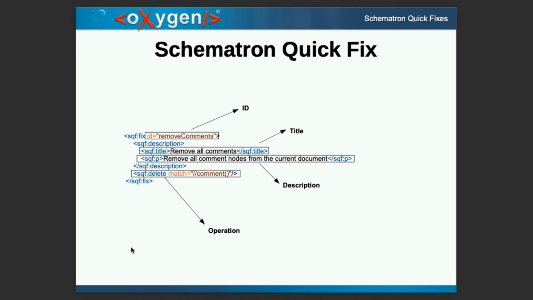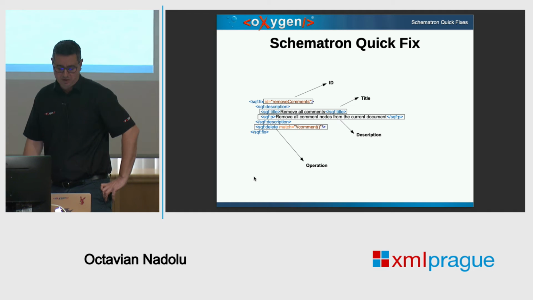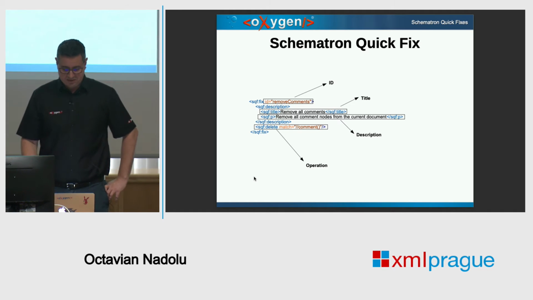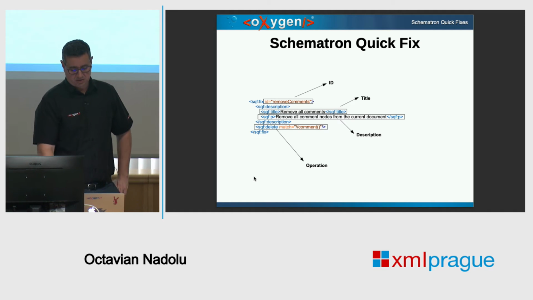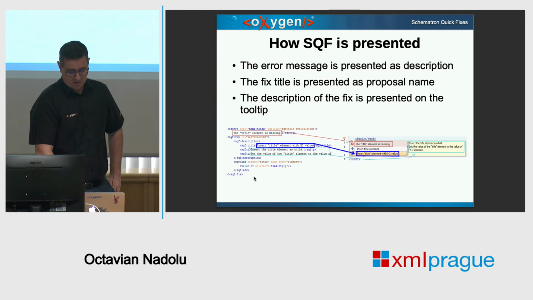And this is how you should specify the ID. The ID is specified in the ID attribute on the SQF fix. Then the title, the description, and then the operations after the description.